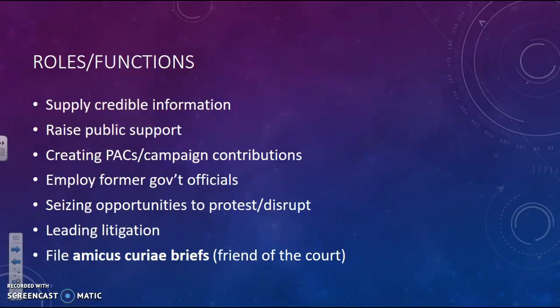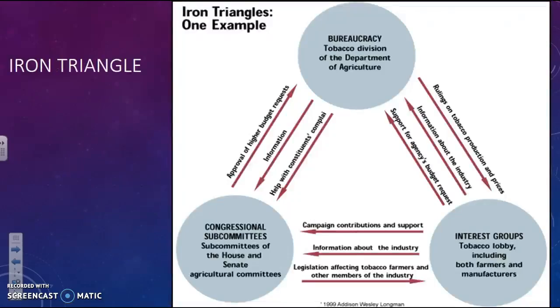And ultimately, they can lead litigation that can be in the form of Supreme Court cases. They could also lead litigation in terms of class action lawsuits on behalf of the people who belong to their interest groups. They also sometimes will try to influence the court if there's a particular Supreme Court case that they believe they have a unique viewpoint on that can help the justices, and as such they will file what's called an amicus curiae brief, which translates to a friend of the court.